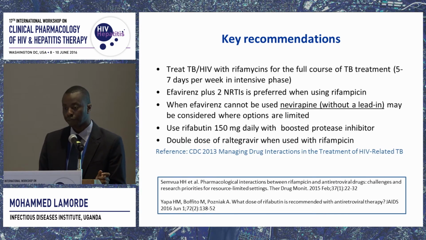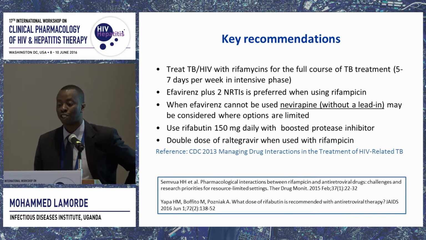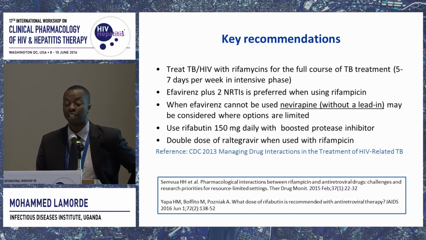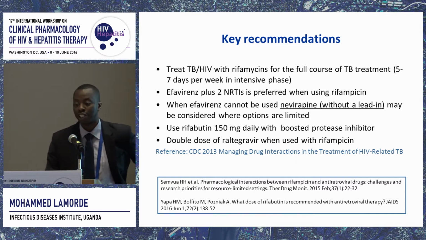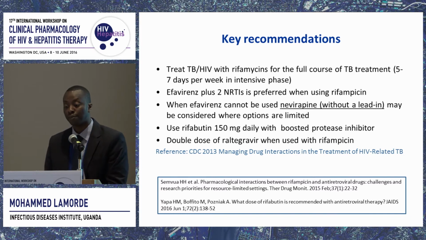And if you look at key recommendations, normally in a talk like this, I would use the WHO recommendations, but I wanted to bring out the CDC recommendations because I think it reflects some of the challenges that we have in developing countries and some of the differences in Western countries in the way TB and HIV are managed. Now, the key recommendation is TB HIV should be treated with rifamycins for the full course of TB treatment. Now, for the full course of TB treatment is something that it would surprise you is actually relatively new to many high burden TB countries.